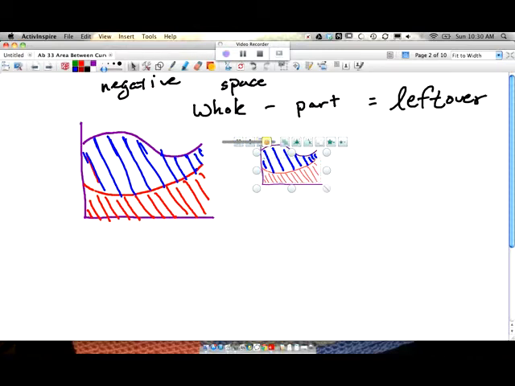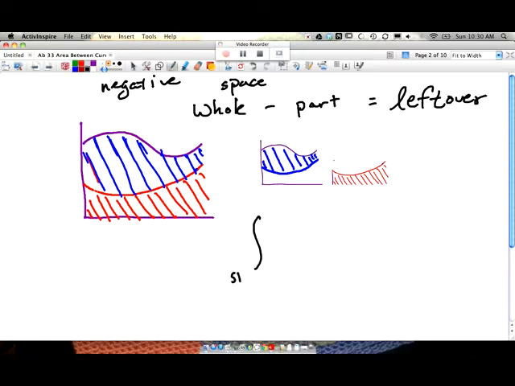So I take the whole thing, the blue and the red together, which you could say is like the purple. Then I subtract out that red, and all we have left over is the blue. See? Take it away, and you get the blue part. And that's what we want. We want this area here that's left over.